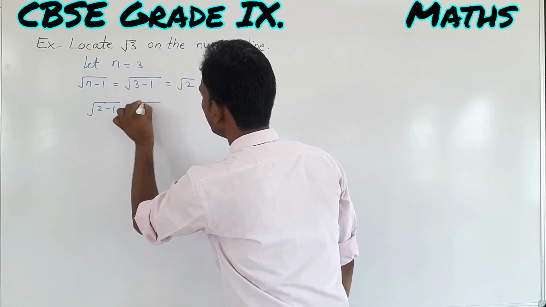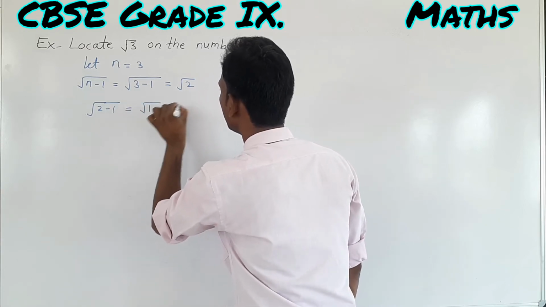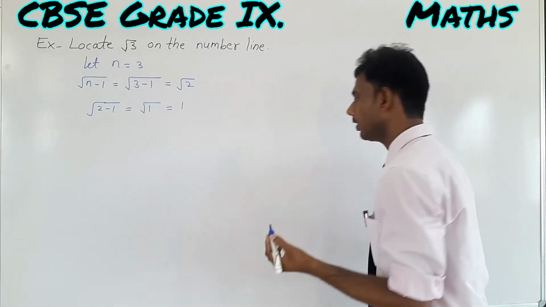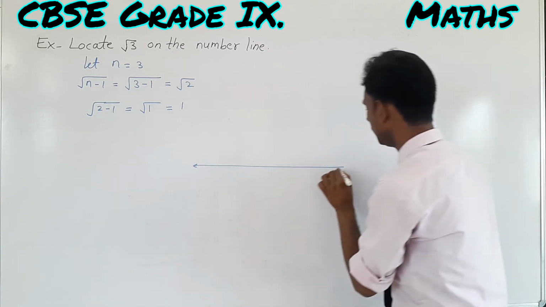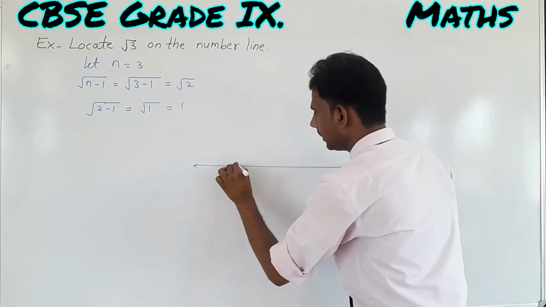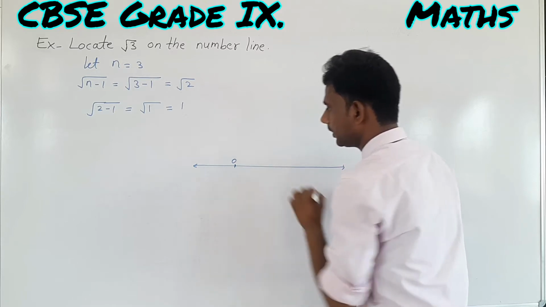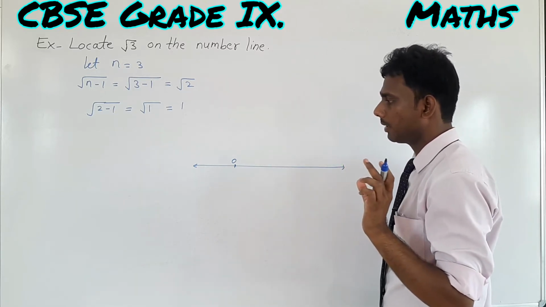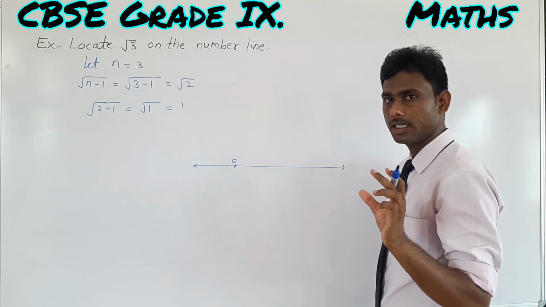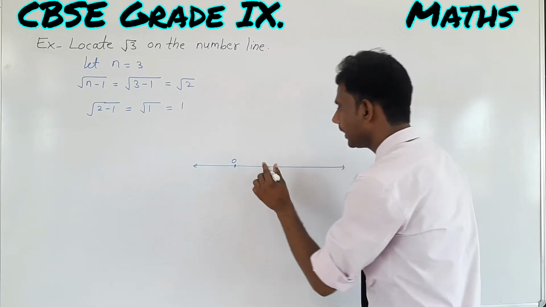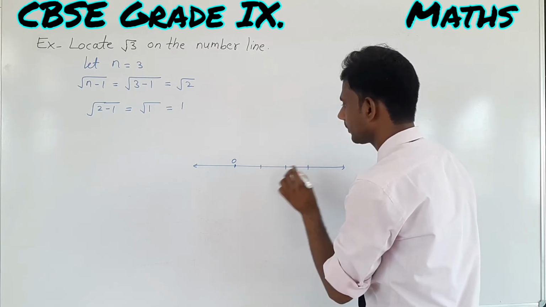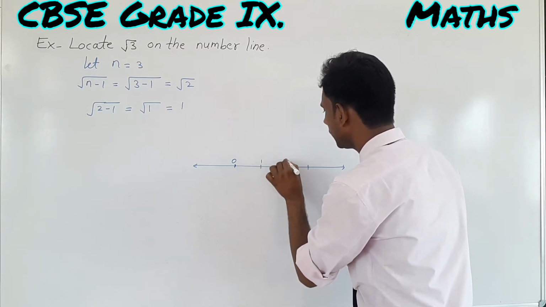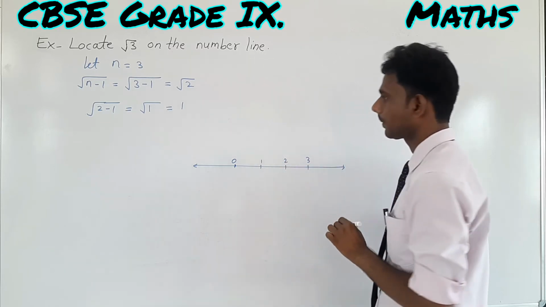This will be equal to root 1 equal to 1. Now in the first step, draw a number line. This is the number line. This is a fixed point 0. With the help of a compass, you take 1 unit distance and mark 1, 2, 3. This point is 1, 2 and 3.